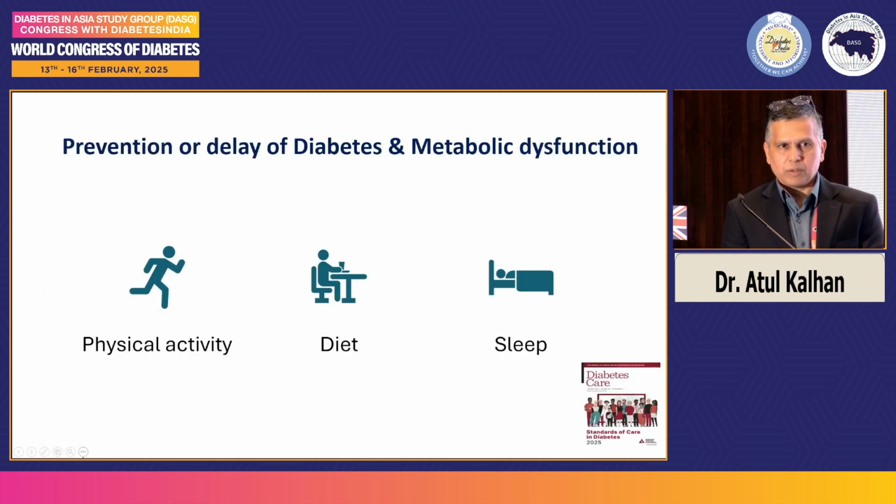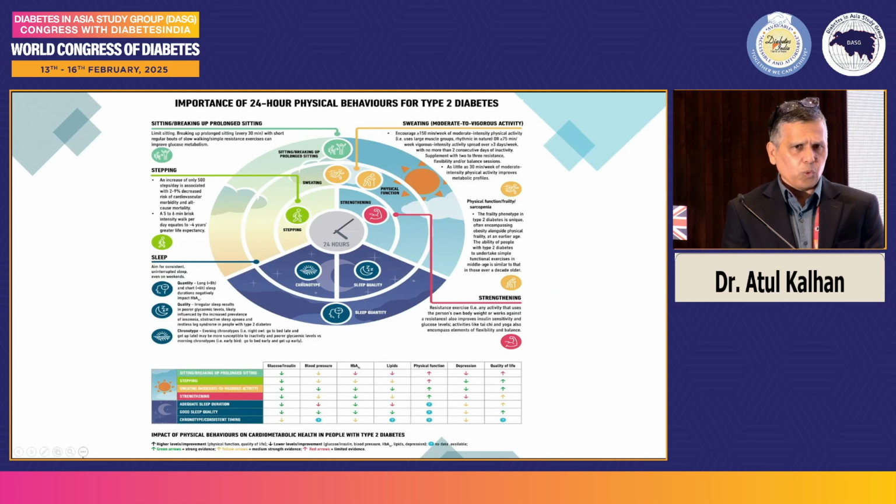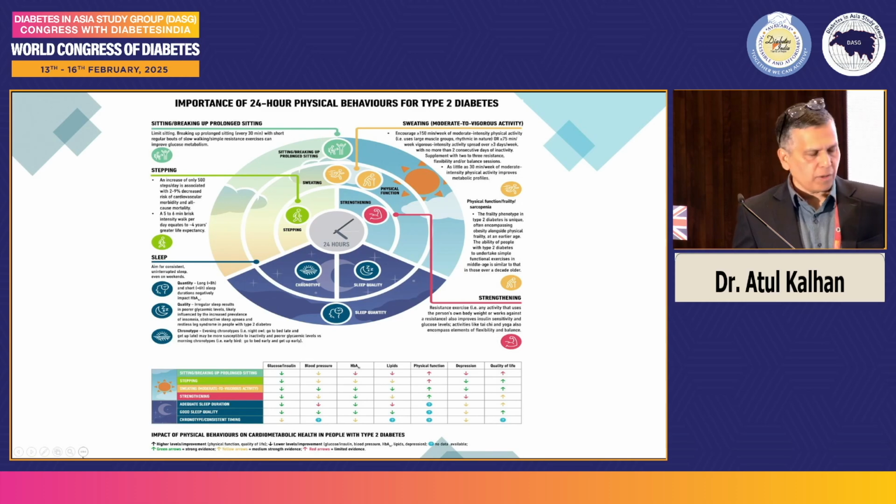What are your choices? Physical activity, diet, and the third pillar is sleep. And if you go by the recent ADA diabetes standards of care, they say we need to ask our patients to step, sweat, strengthen. So if you increase your step count by 500, your CVD risk reduces by 2 to 8%. If you start to do 5 to 6 minutes of brisk exercise, it increases your life expectancy by around 4 years. So increase steps, standing if you're sitting for a long time. Increase your level of physical activity.